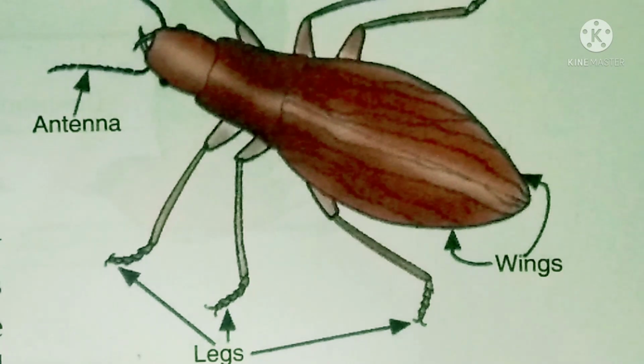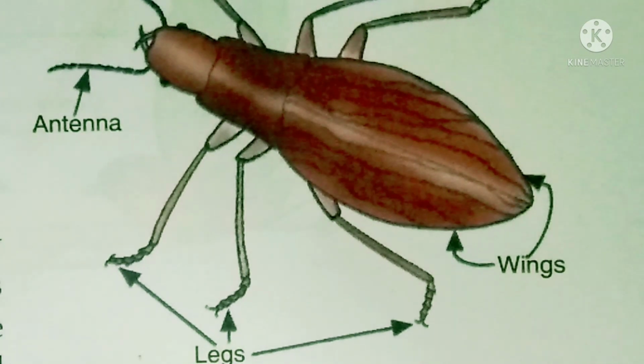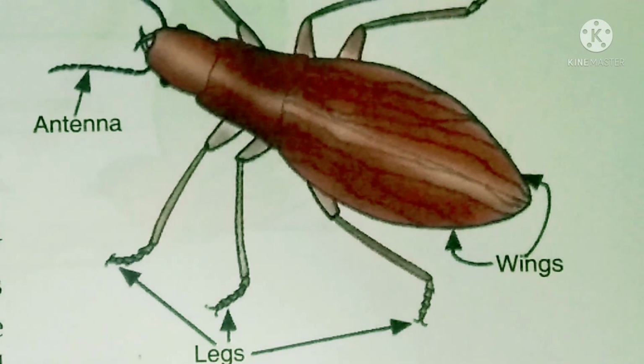The downward push on the air lifts the cockroach. When the air is pushed downwards, the cockroach is able to lift the body. And when it pushes the air backward, it helps the body to move forward. When the air is pushed backward, the body moves forward. So, the cockroaches use their legs for moving on the ground and their wings to fly in the air.